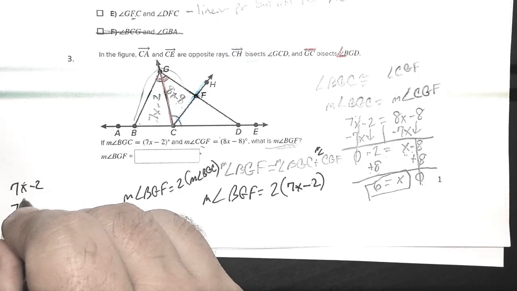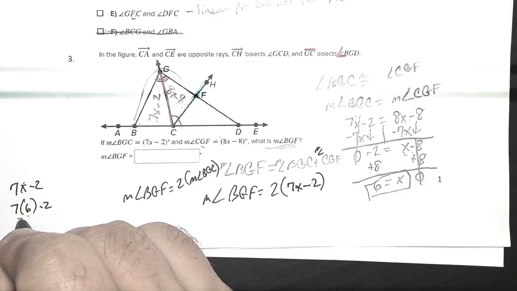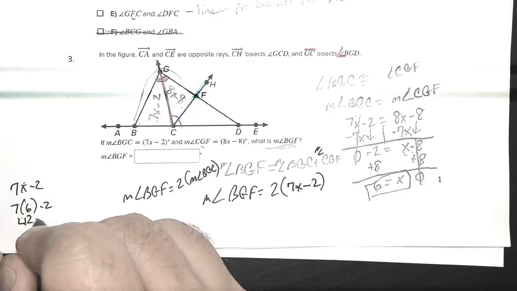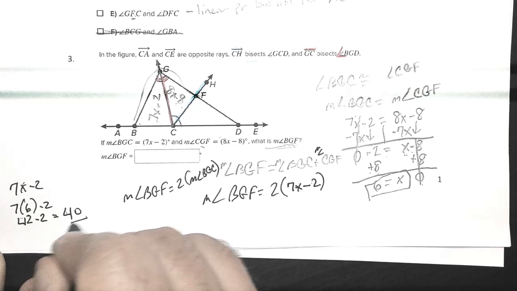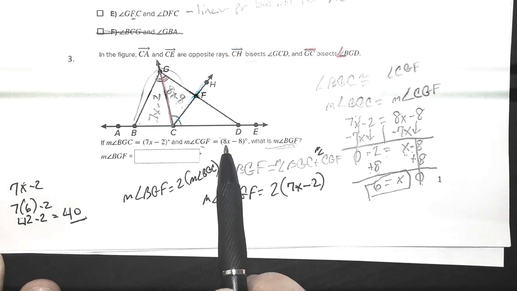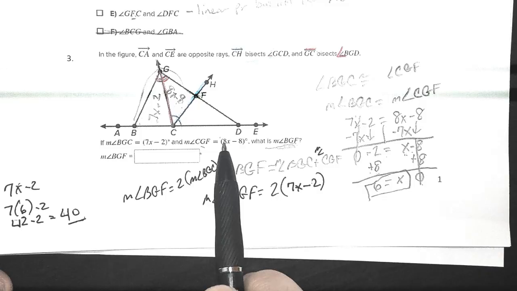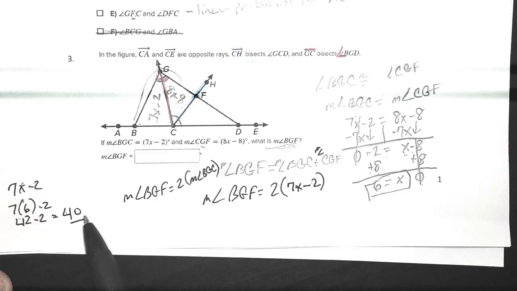So 7 times 6 minus 2. 7 times 6 is 42 minus 2. So 42 minus 2 is 40. All right, so if I take this 6 and plug it in here, if you have your calculator, 8 times 6 is 48. 48 minus 8 is also 40. So like I said, they're equal.